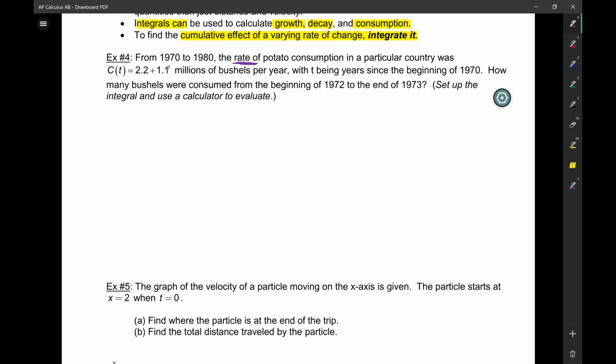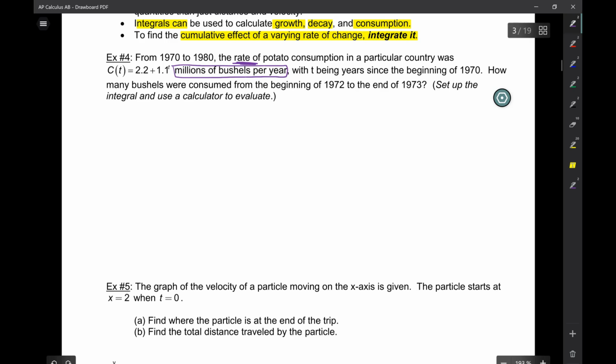Remember last year when we were doing pre-calc, it was inches squared per inch at one time. So it could be whatever it is. It's just something per something else. So this is the rate of potato consumption in millions of bushels per year. That's important. Millions of bushels per year, with t being the years since the beginning of 1970.